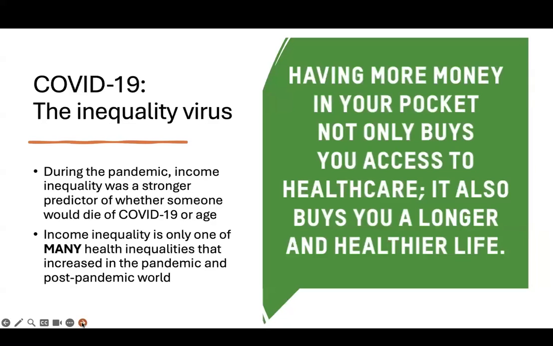So we've talked about the 5 social determinants of health, and now we are going to review them in the context of the COVID-19 pandemic, which has been called the inequality virus. During the pandemic, how much money you made was a stronger predictor of whether you would die of COVID-19 or whether you would die from natural causes or older age. And income inequality was only one of the many health inequities that increased during the pandemic and has continued to persist in our post-pandemic world.